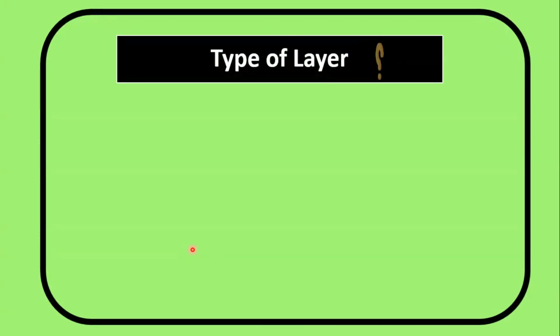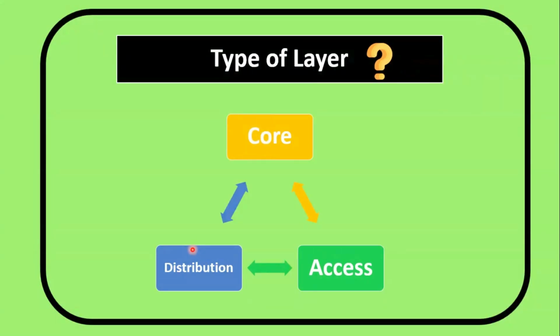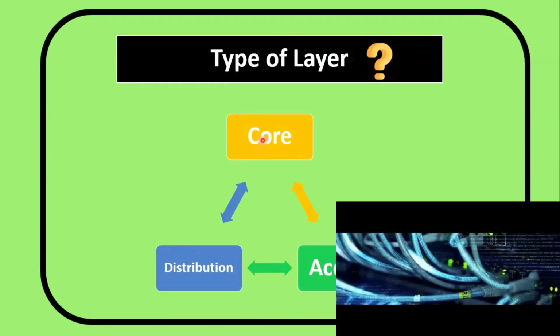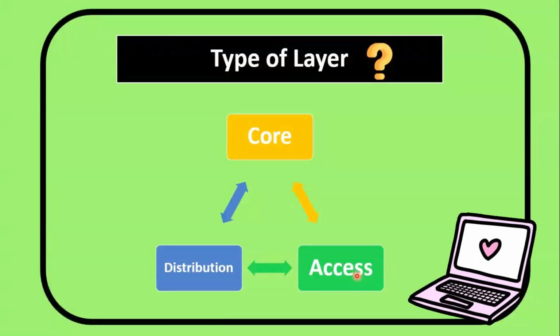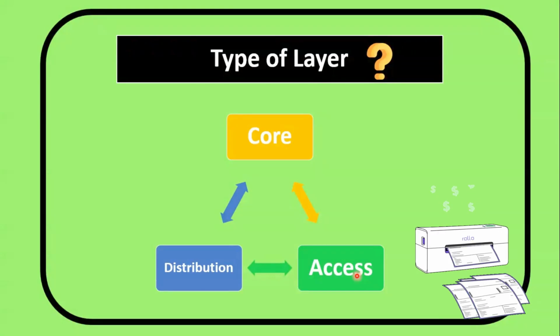Types of layers: we have three types of layers. One is the core layer, then the distribution layer, and the access layer. The core layer is also known as the backbone, and it operates at high network speeds. The multi-layer switch works in this core layer. The distribution layer generally works with layer 3 switches, and this layer serves as the communication between the access and the core layer. In the access layer, we use layer 2 switches, and this layer is generally used to connect end devices and end user devices such as laptops, PCs, computers, printers, IP phones, etc.